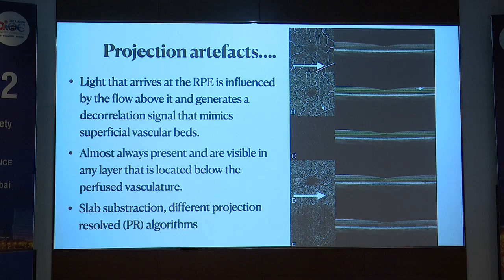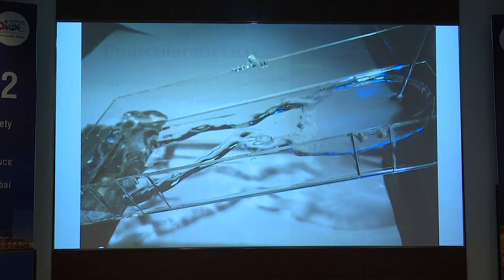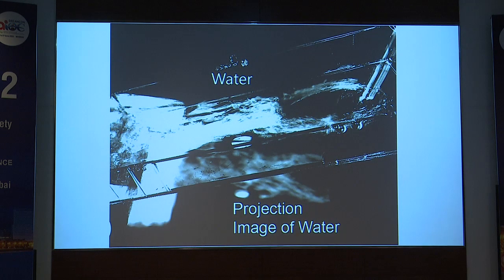Okay, and this is again universally present in all OCTAs, and there are algorithms to remove these projections. So I'll explain it with this example. You can identify a flow, you can identify the capillaries or the blood flow in the superficial layer. So this glass slide is there and there is some fluid on that. You can see a shadow happening down, that is projection. So if you see here, there is projection of water on the lower level, that is projection.